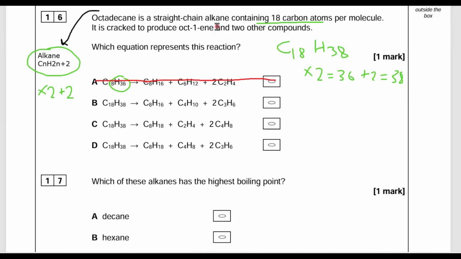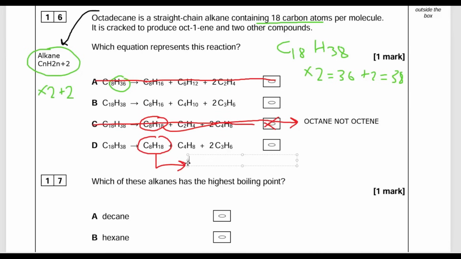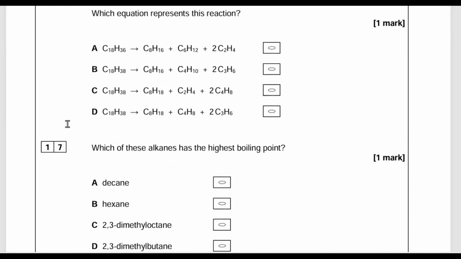So it says they produce oct-1-ene. Now, oct-1-ene is going to be an alkene, and they have the formula CnH2n. So I'm looking for something which is going to be C8H16. And I've got C8H18. That's octane, not octene. So that's wrong. And then down here, I've got C8H18. Again, that's octane. That's times 2, add 2. That's an alkane, not octene. Octene's going to be the one above with C8H16. So it's going to be B, because that makes the right product. Oct-1-ene, C8H16. There we go.